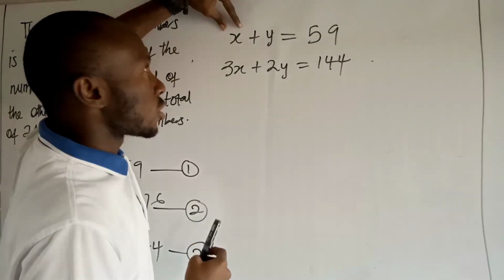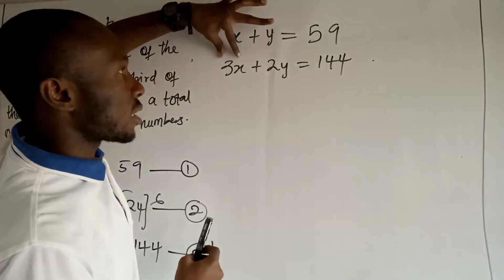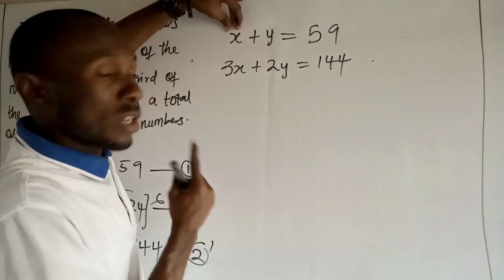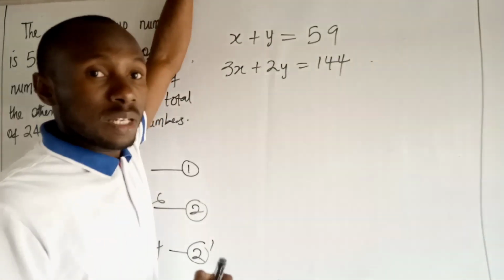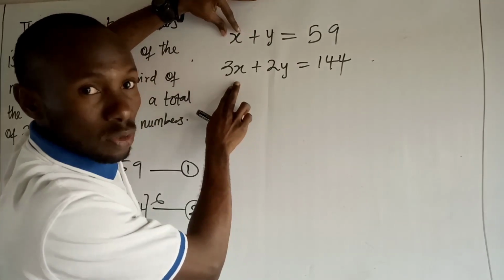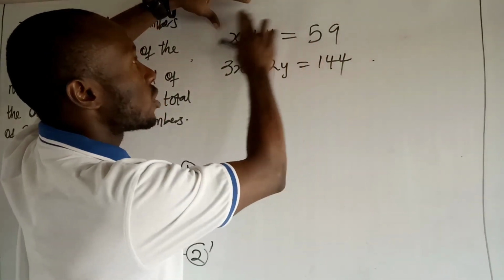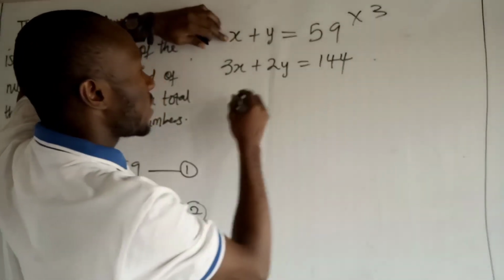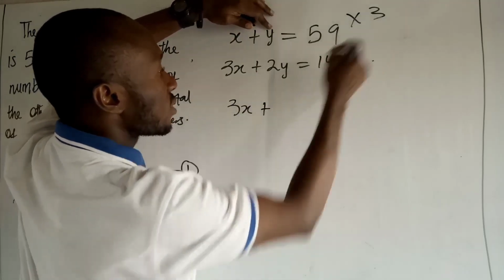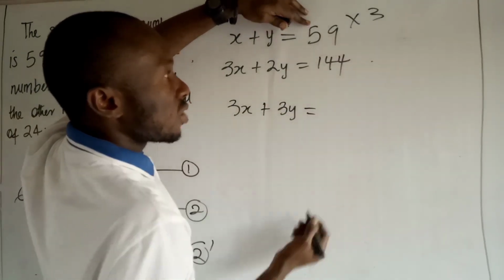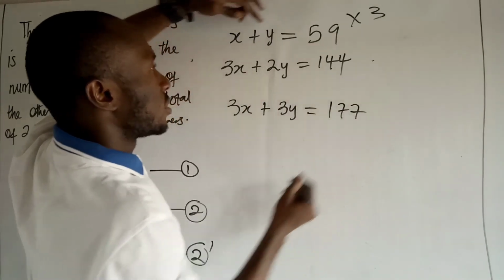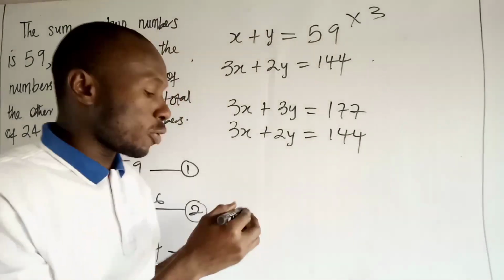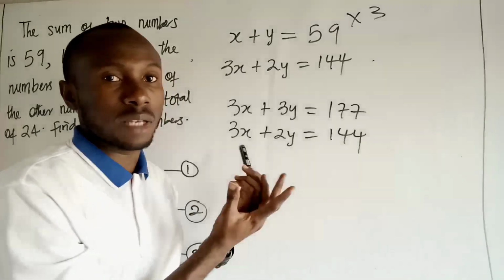Now if you look at the first equation, the quantity of x here is 1, and in the other equation, the quantity of x is 3. To apply the elimination method, I need to make both of these variables have the same quantity so I can easily eliminate them. So for me to make this quantity equivalent to this quantity, I have to multiply this equation here by 3. If I multiply this equation by 3, x times 3 gives me 3x, plus y times 3 gives me 3y, and 59 times 3 is going to give me 177. Then I have 3x plus 2y is equal to 144. Now you can see that the two equations have the same quantity of x.